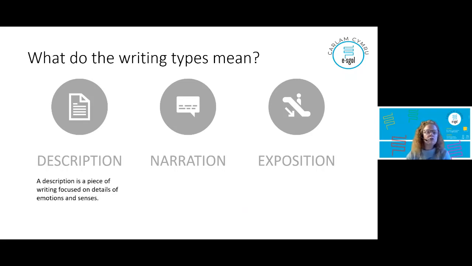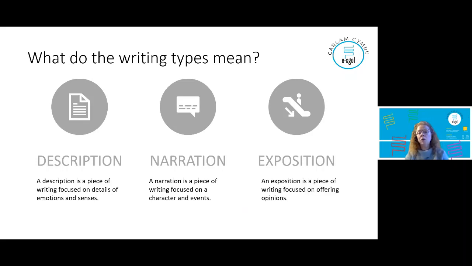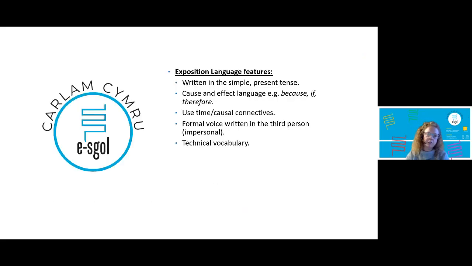So when we talk about description, we mean writing focused on details, talking about emotions and senses. When we talk about narration, we talk about a piece of writing which is focused on characters and events. When we talk about exposition, we talk about offering our opinions. So they're slightly different. There's not huge differences, but they are different. So what I thought I would offer you is some suggested features for each type of writing.